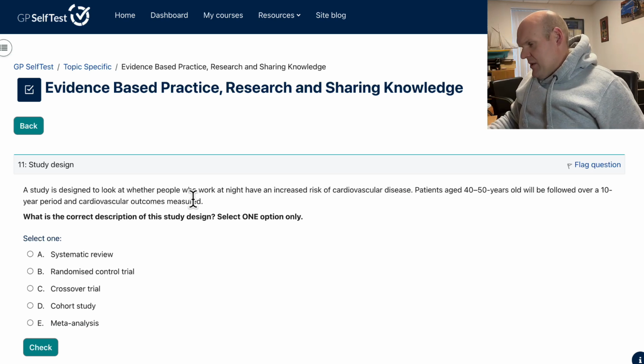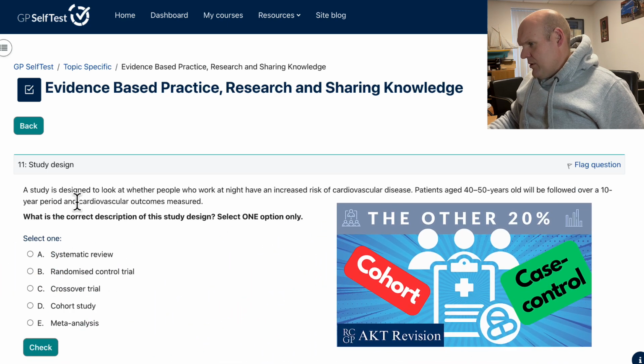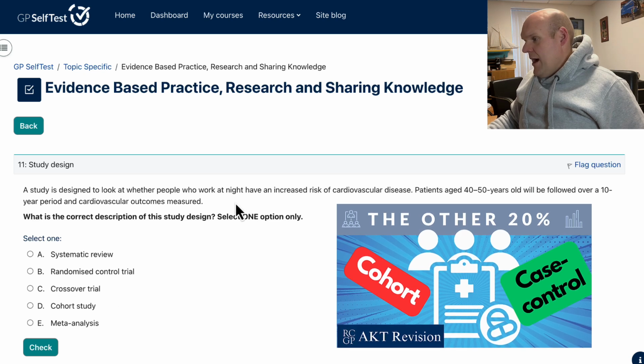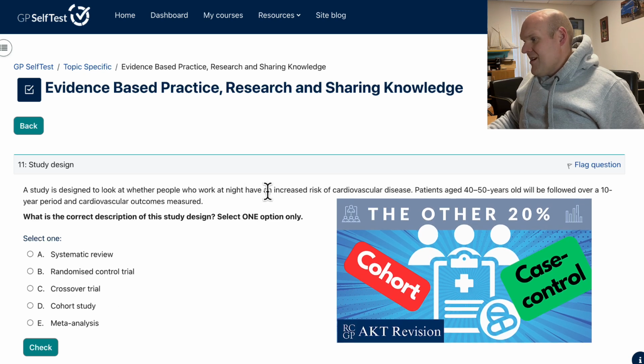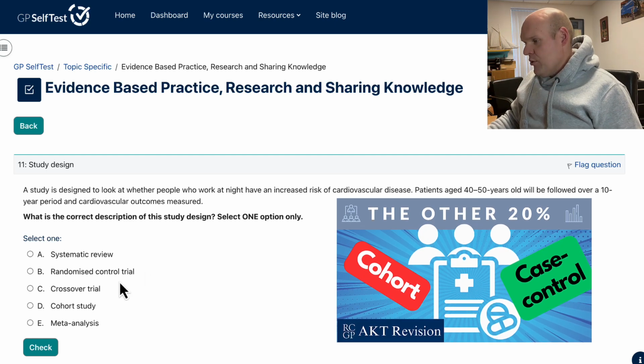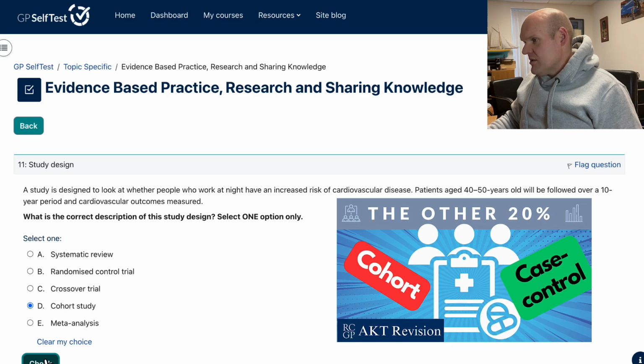Crumbs. So it's not a systematic review, it's not a randomized control trial, it's definitely not a meta-analysis, it's either cohort, and it's not a crossover trial. We followed over a 10-year period and cardiovascular outcomes measured. If it was a crossover trial, they'd work at night and then do a day shift, so you're altering your risk point from that point. So I'm going to hazard a guess that it's a cohort study.